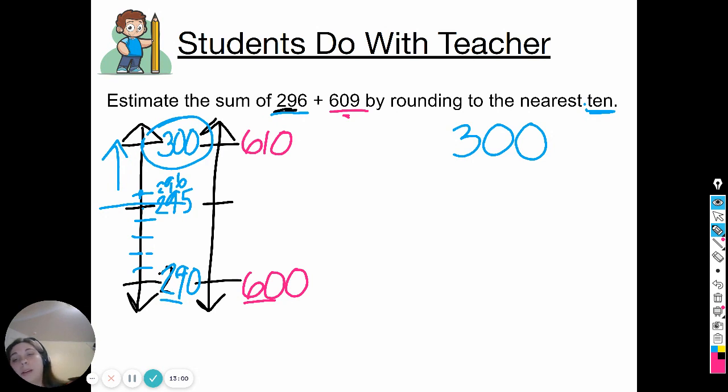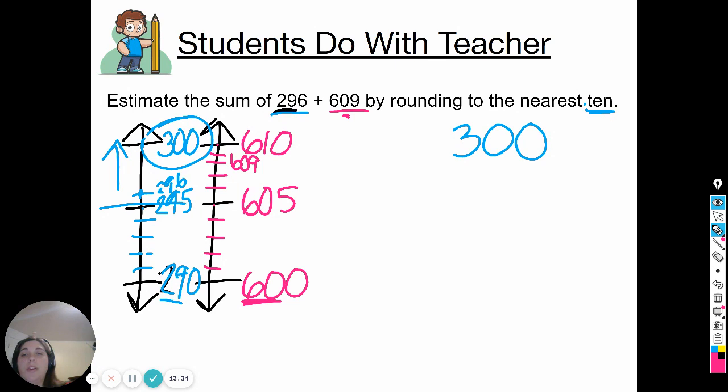Okay, and our halfway point, we keep the 60, and we have a 5 there at the end. All right, let's find 609. 600, 601, 602, 603, 604, 605, 606, 607, 608, 609, and 610. Now this is where you're also checking for reasonableness.